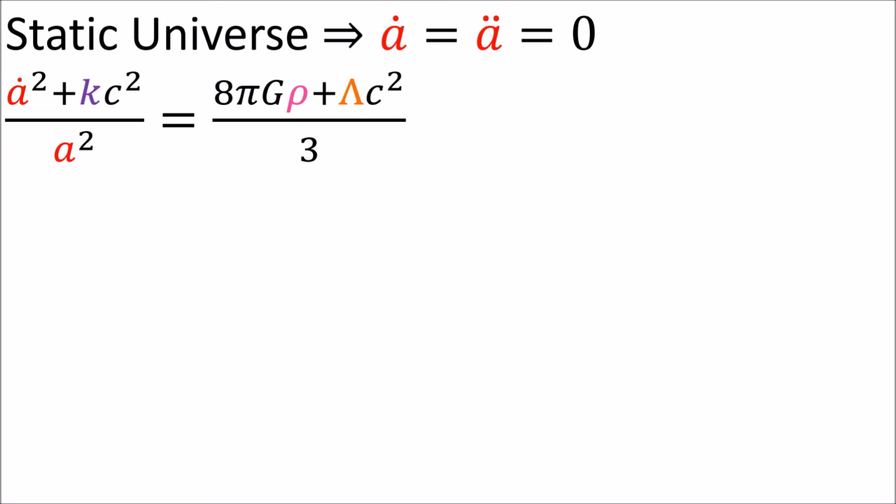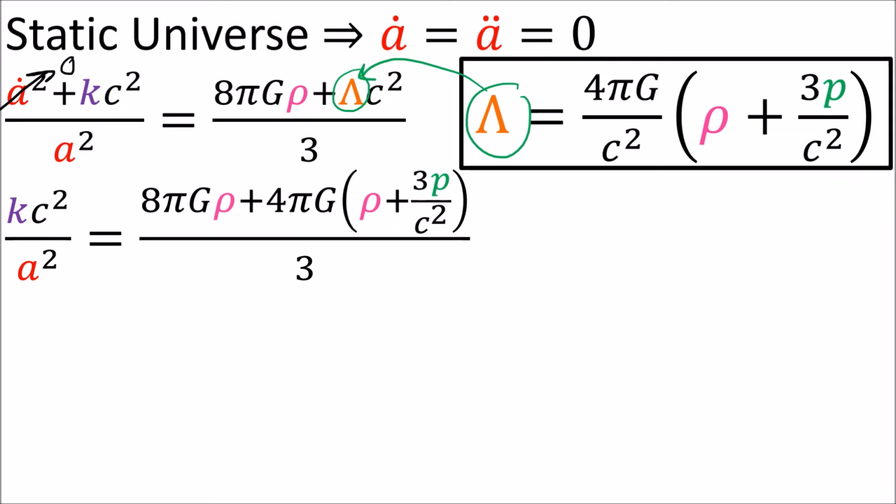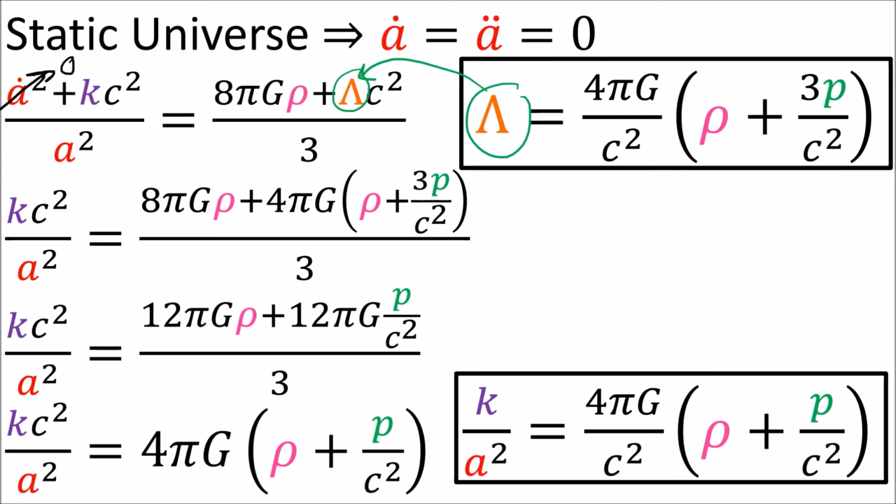From the first Friedmann equation, we set a-dot to 0, and we can plug in our formula for the cosmological constant. We end up with a formula for the curvature k in terms of mass density and pressure.